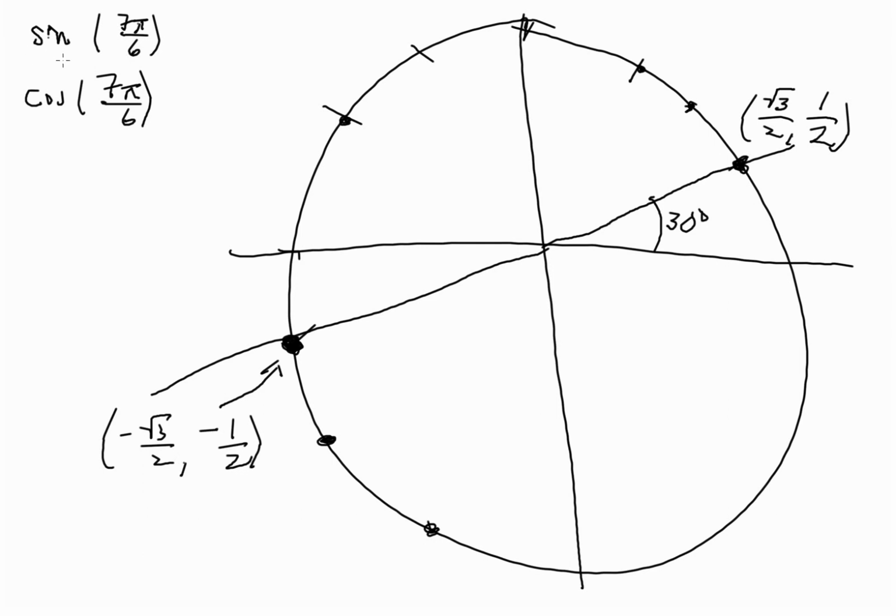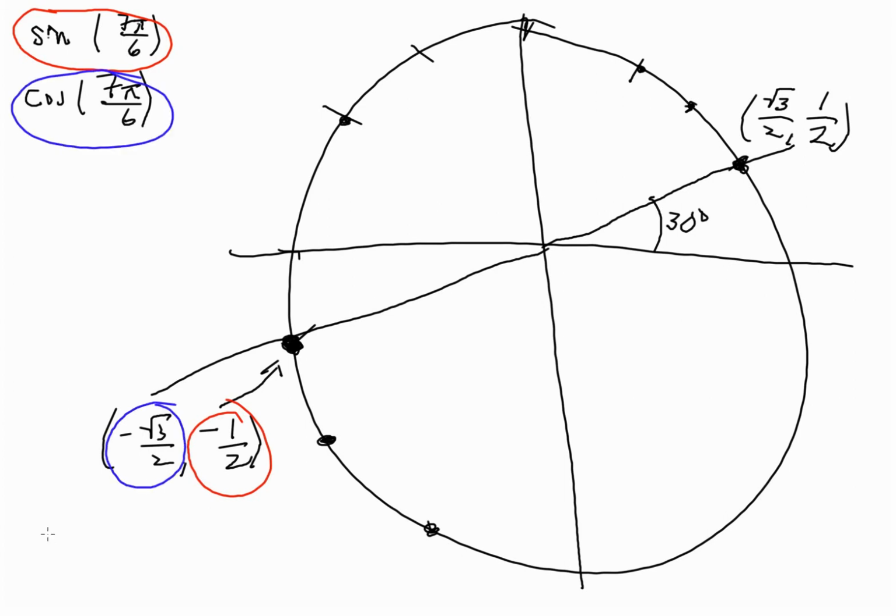And now we can find sine of 7 pi over 6. So that's just the y coordinate here, right? So to get sine of 7 pi over 6, that's just this number, negative a half. And finally, cosine of 7 pi over 6, well, that's negative root 3 over 2.